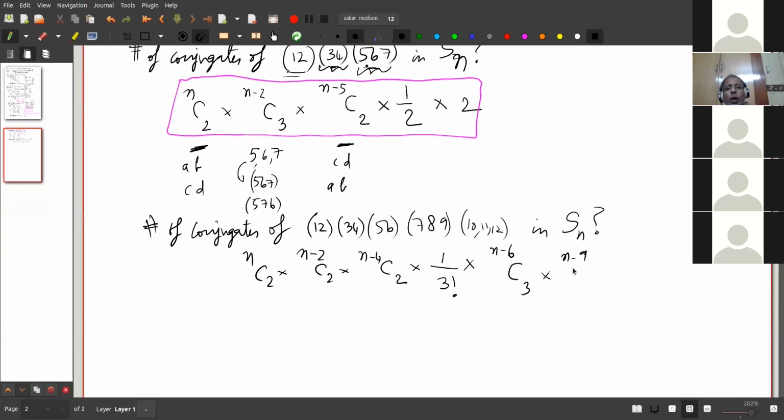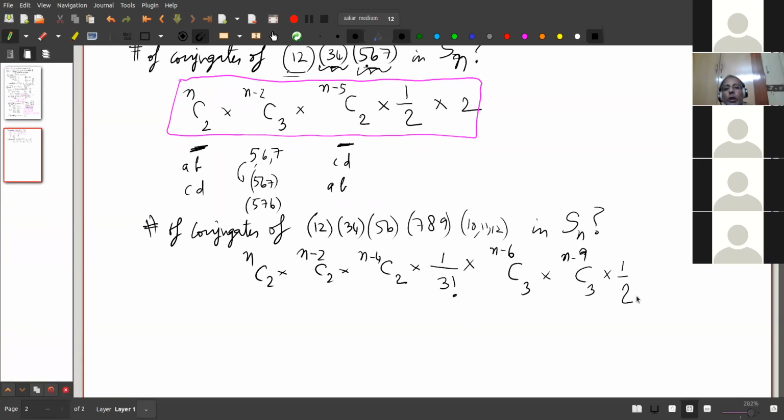Combination. N minus, sorry. No, this is N minus 6. Okay, you're right. N minus 9 combination 3. Okay. Into 1 by 2. Into 1 by 2. Into 2.